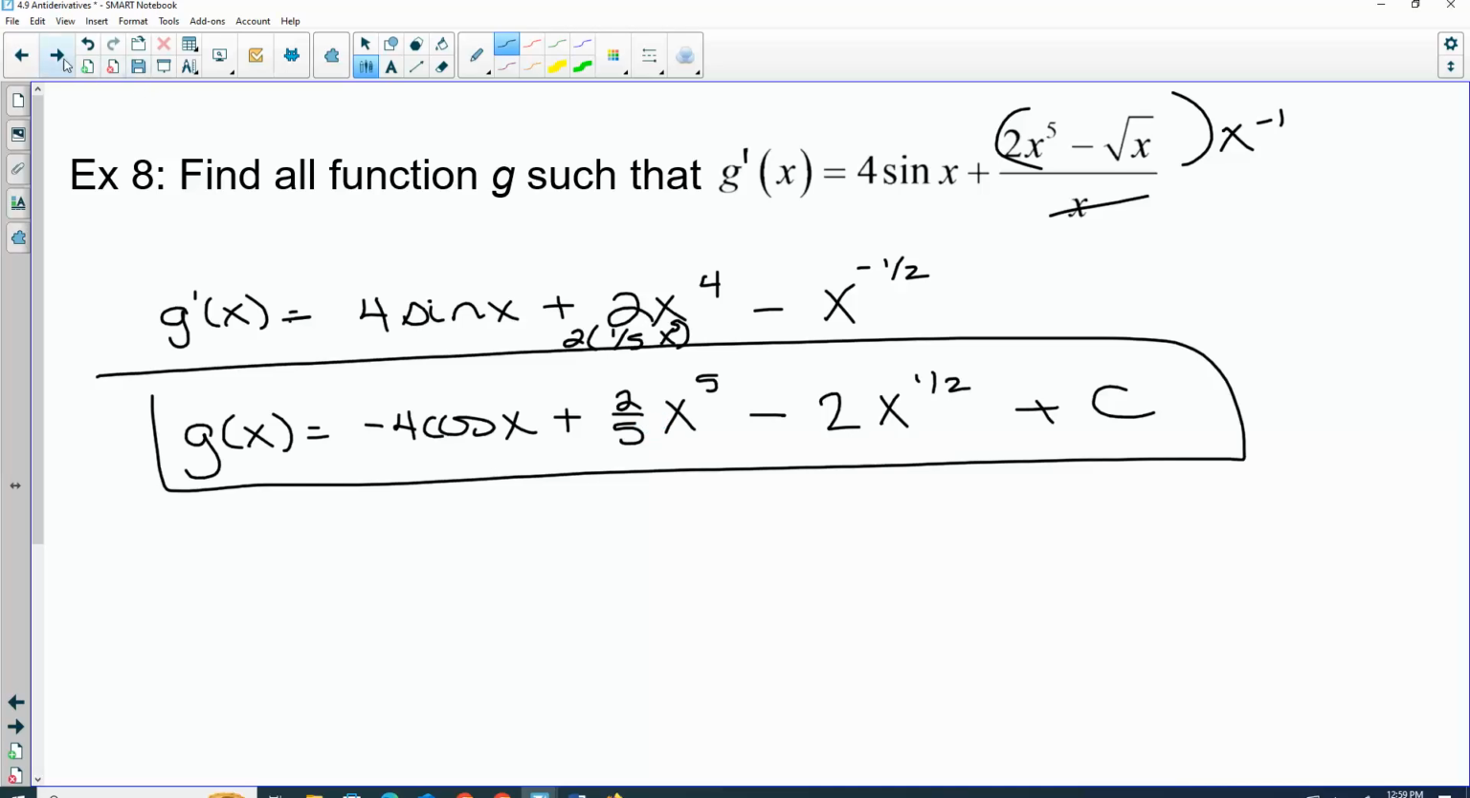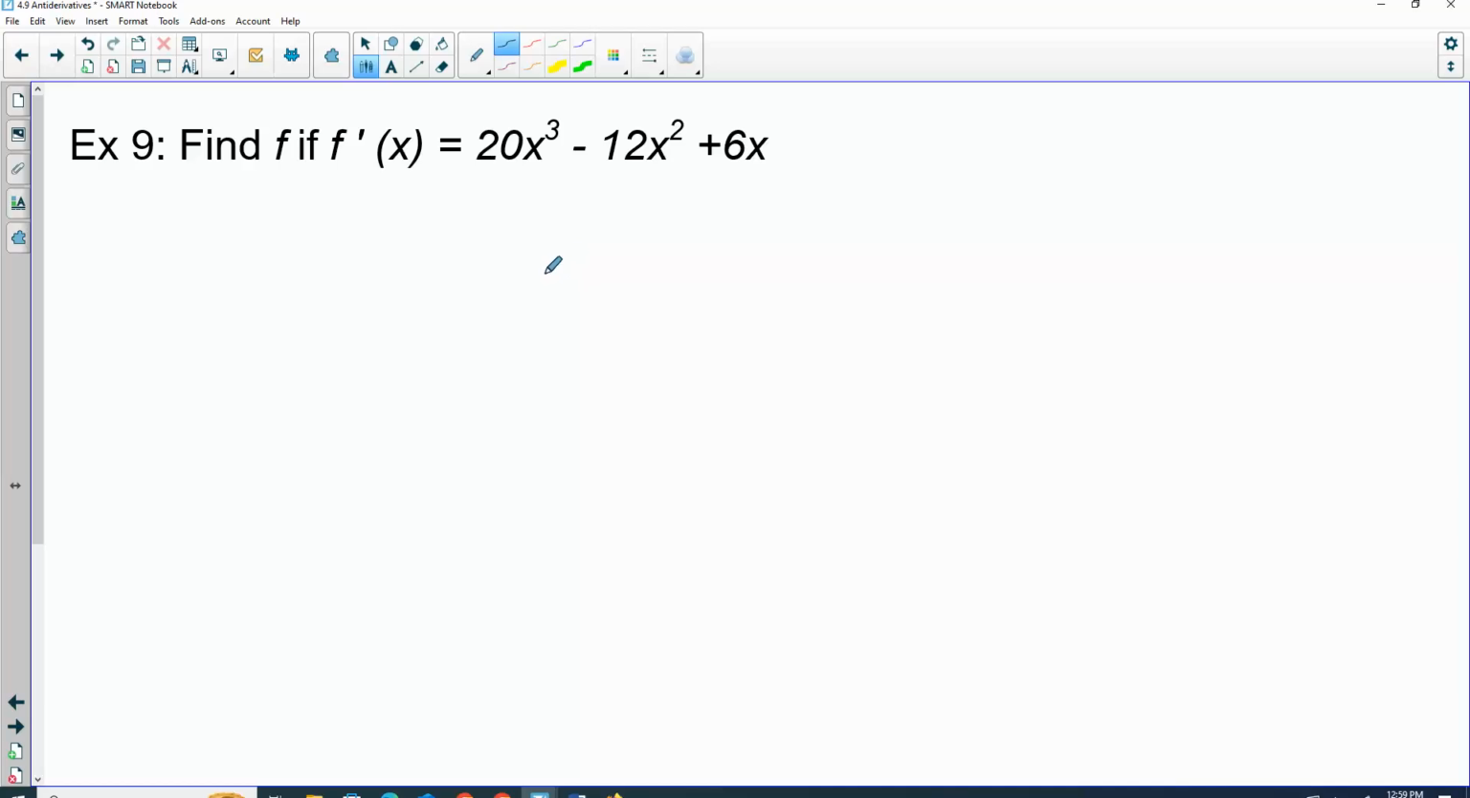Last problem of the day. And for some reason it didn't print, but you can clearly see it's there. Yeah, I don't know why it didn't print. It's really strange, but find f if the derivative is equal to this. You guys do this problem.